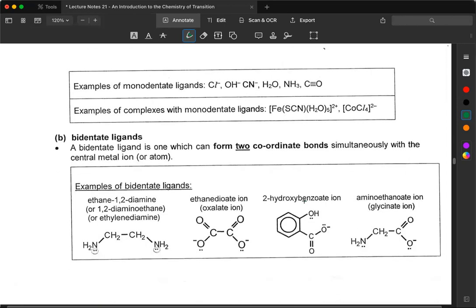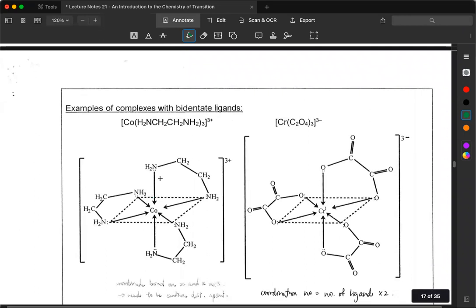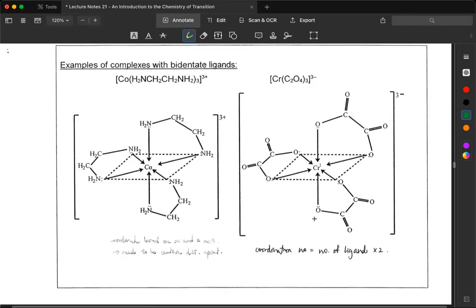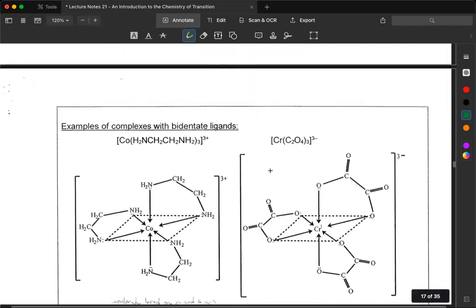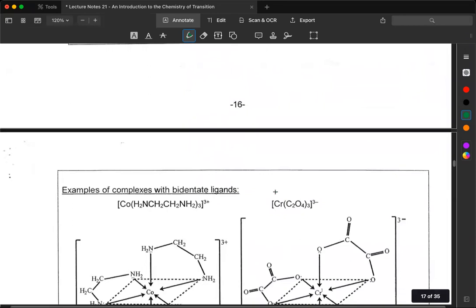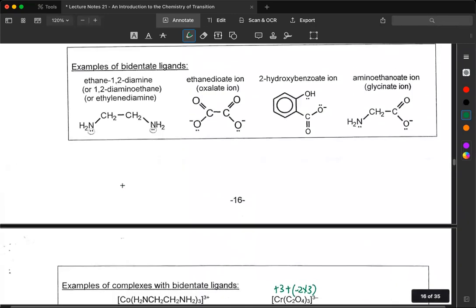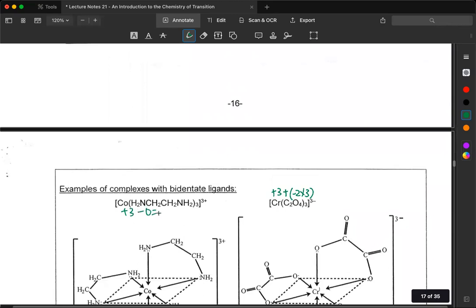Bidentate ligands are ones that form two coordinate bonds simultaneously with the central metal ion, like all these. So examples, wow, very complex. This one forms two bonds, but it can form a total of six. In this, this is the most stable structure. This one also forms two. C2O4 2-. So this one is 3+. All right. This one is just following this to get the charge.